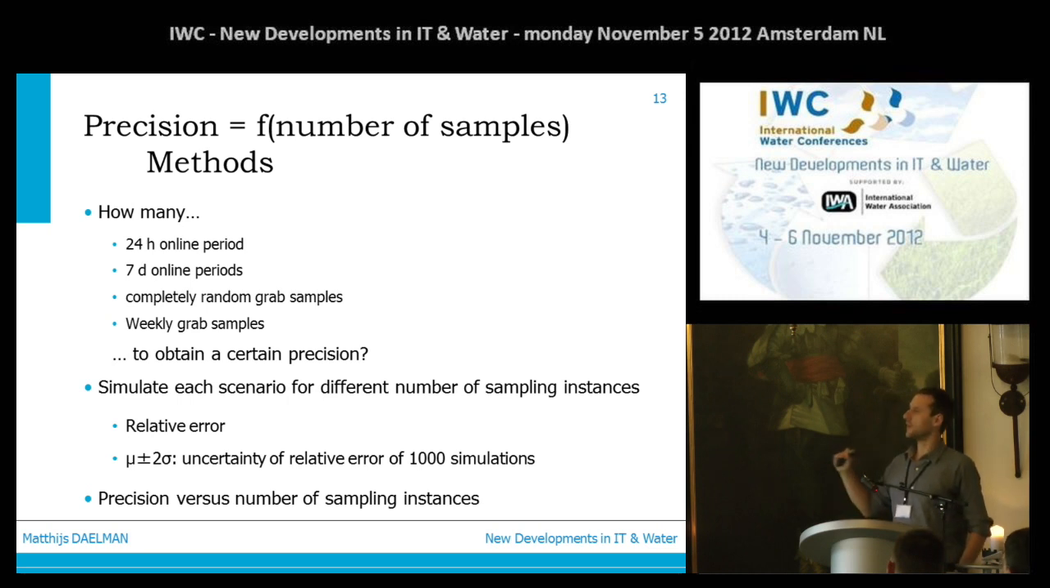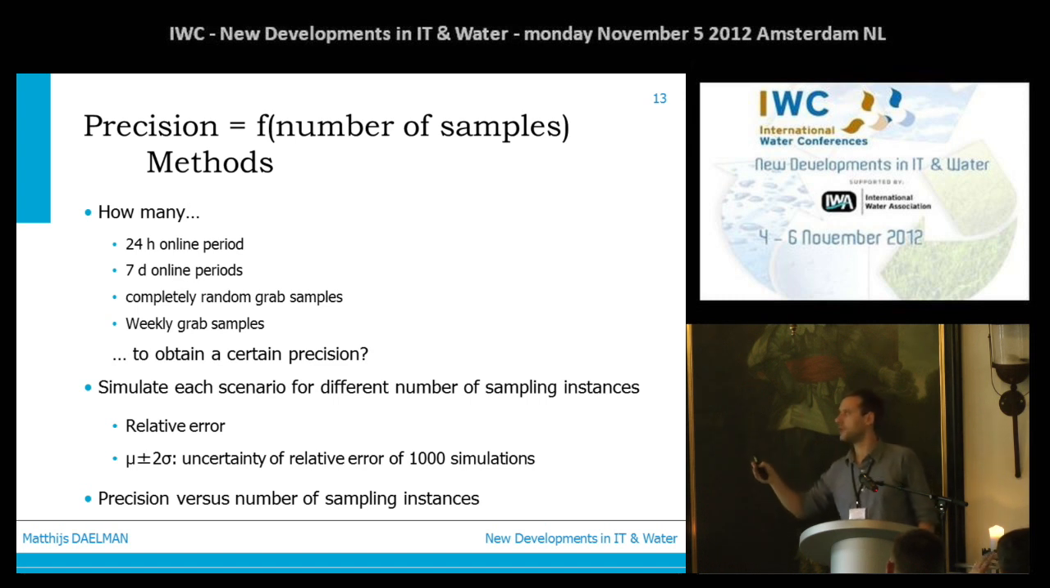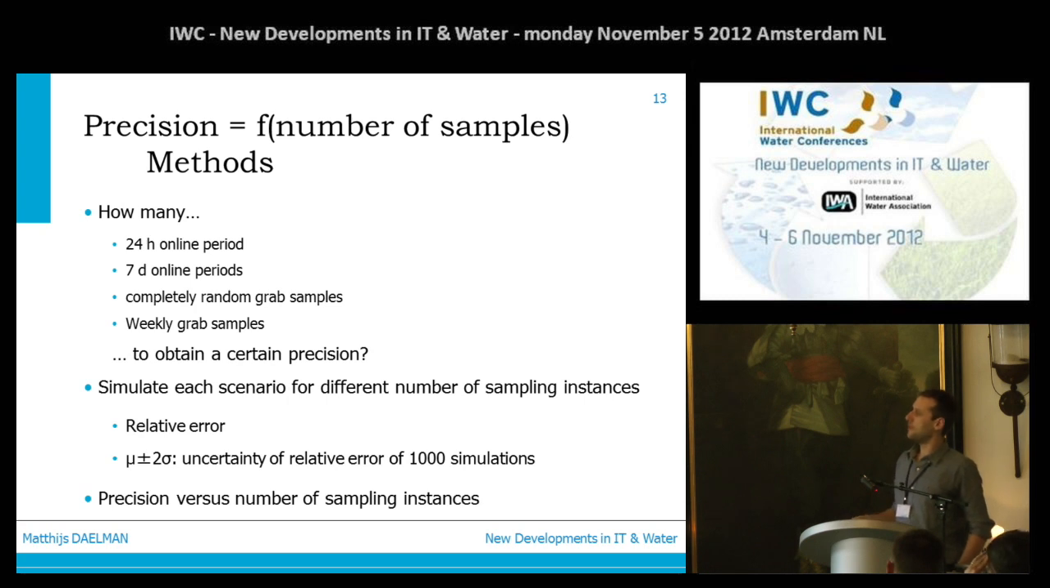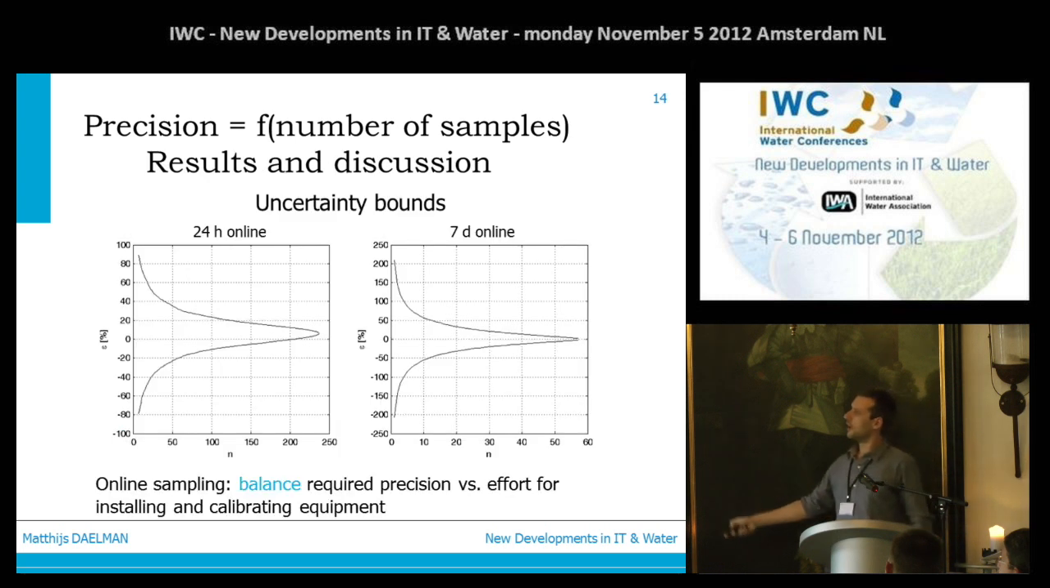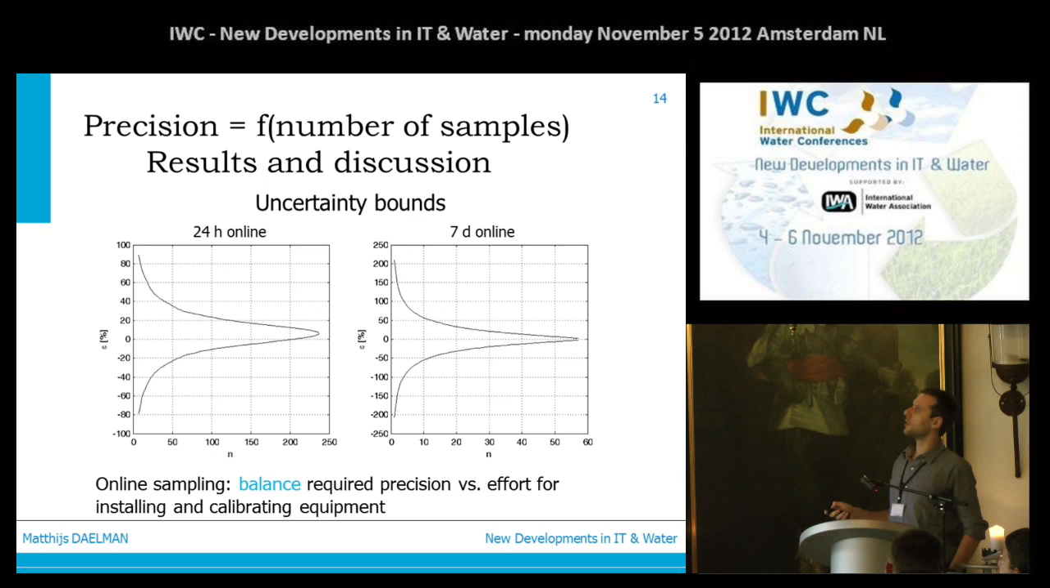And we simulated this 1,000 times. So for each, for instance, number of 24-hour periods, you have 1,000 relative errors. And we use the mean plus or minus 2 times the standard deviation as a measure for uncertainty or for precision. And we were able to plot this. Over here, you can see this plot for the 2 short-term sampling strategies of 24 hours online, 7-day online.